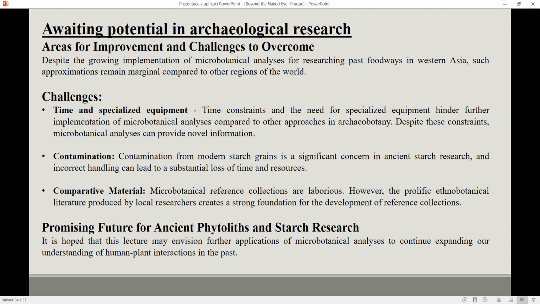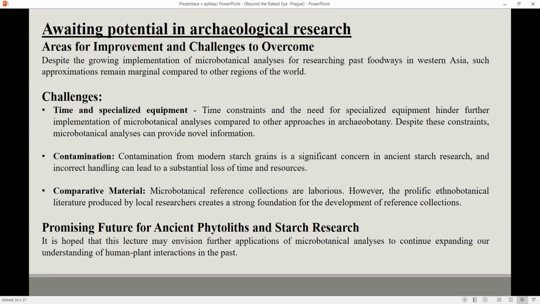And I firmly believe that once we are able to expand reference collections, perhaps there will be a moment where we can go further down into the taxonomic classification of many of these wild plants, perhaps to move from family to genus. But this is something that only time will tell. And to conclude, I think despite all these challenges and constraints, there's a promising future for ancient phytolith and starch analysis in this region of the world.